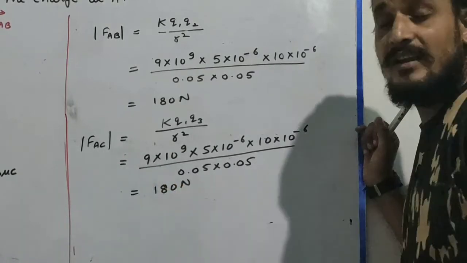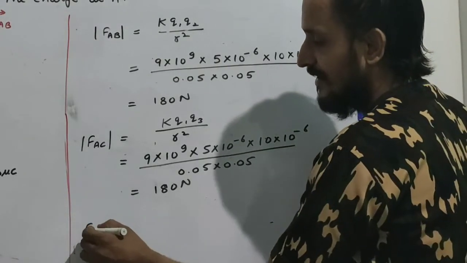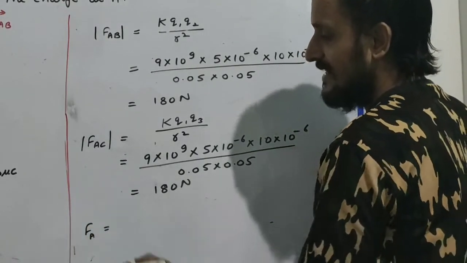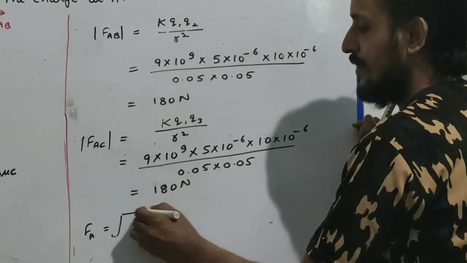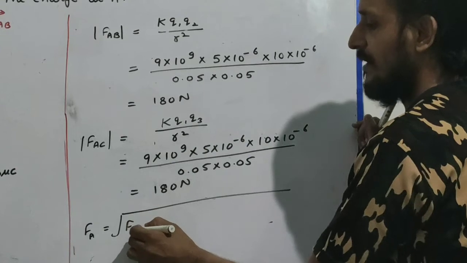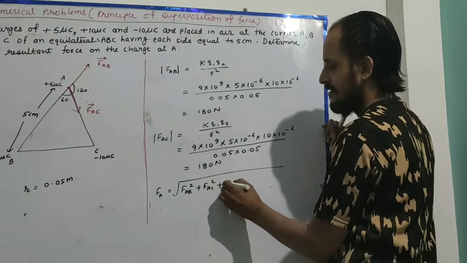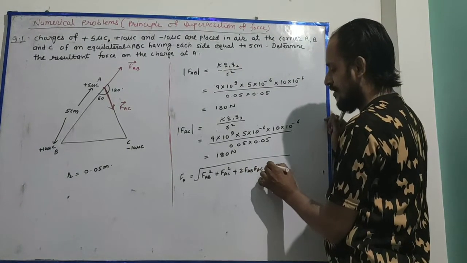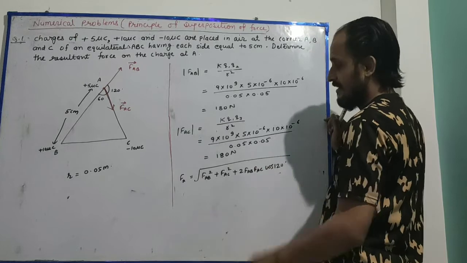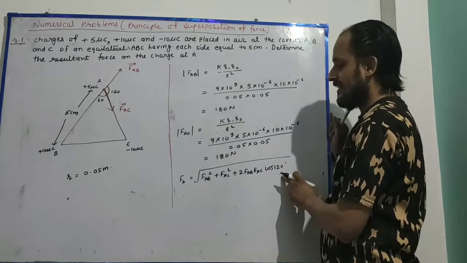Remember, we are finding a magnitude. Now we know how to find the resultant magnitude of force exerted on charge A. It is equal to under root FAB square plus FAC square plus 2 FAB FAC cos of 120 degree. You know the angle between the force FAB and FAC is 120 degree.